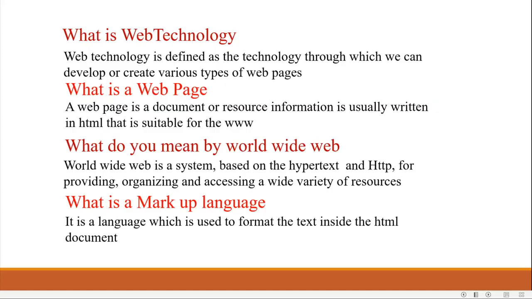What is a web page? It's a document or a resource. Information is usually written in HTML that is suitable for the World Wide Web. What do you mean by a web or a World Wide Web? We all know that web is a system that is based on hypertext and HTTP for providing, organizing, and accessing a wide variety of resources.